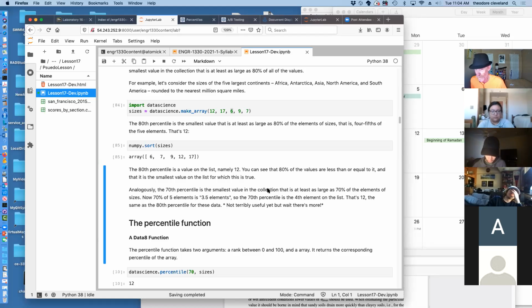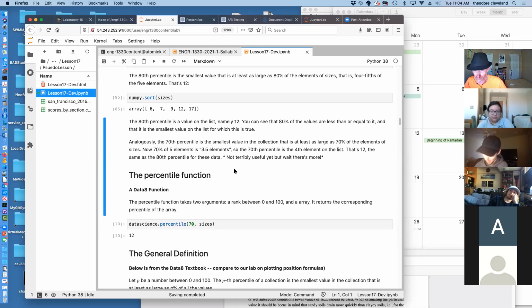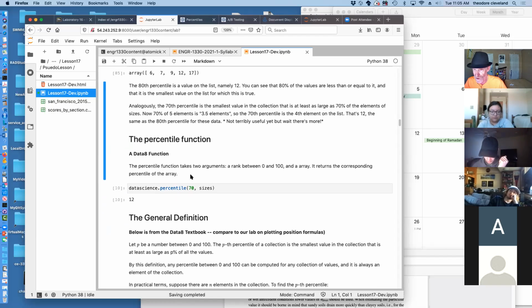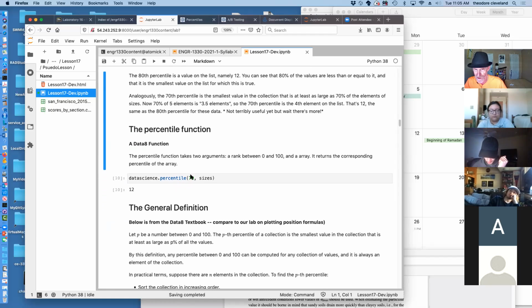But wait, there's more. Because it's 3.5 elements, we can apply a scheme that says that 12 is the 80th percentile, 9 is the 60th percentile, and somewhere between 9 and 12 should lie the 70th percentile, which is not contained in the list, but we can recover a numerical value to estimate the percentile. And that's called the percentile function. We've seen them as quantile functions in our presentation.